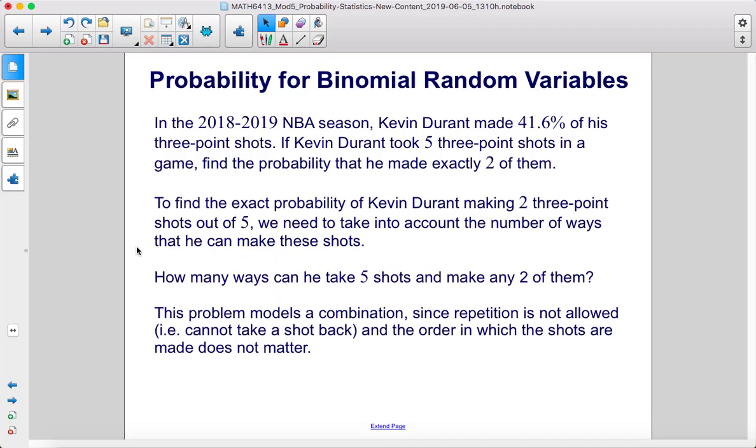To find the exact probability of Kevin Durant making 2 three-point shots out of 5, we need to take into account the number of ways that he can make these shots. How many ways can he take 5 shots and make any 2 of them? This problem models a combination, since repetition is not allowed, i.e. cannot take a shot back, and the order in which the shots are made does not matter.